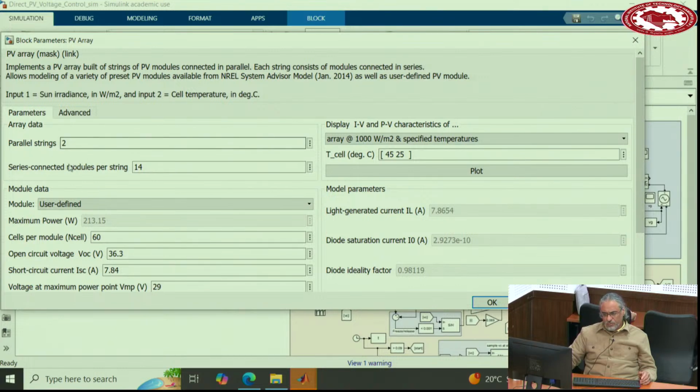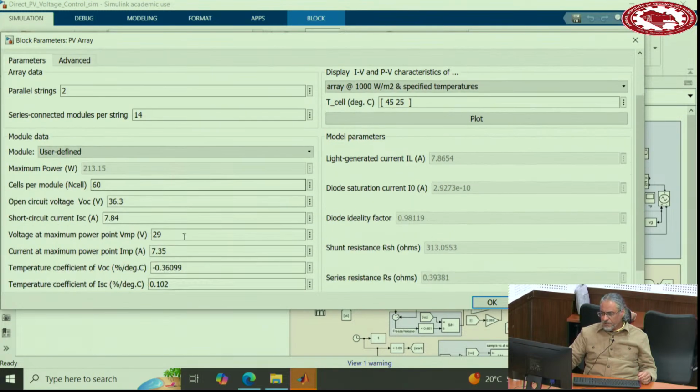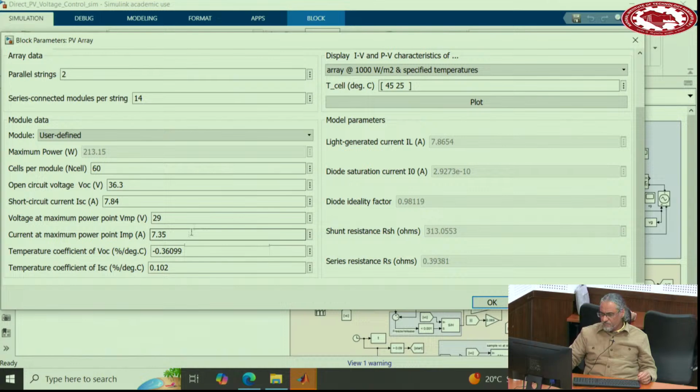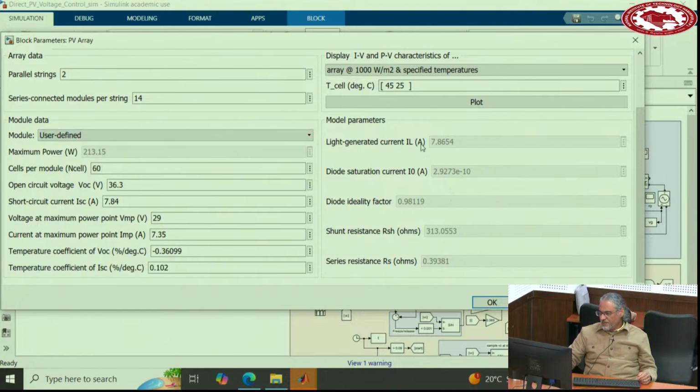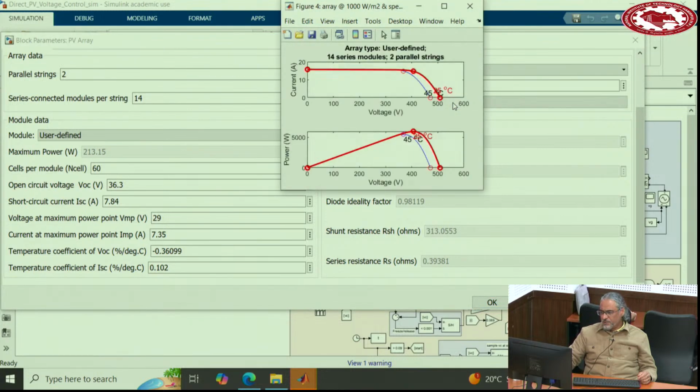Parallel strings 2, series connected modules per string. Module is user defined. So you can define your own or you can just bring from any brand that you want. See here if you click, see all these different types. And then here, when you click on the plot, it gives you that plot. So you can either build your own PV according to what you want, or use the predefined PV panels that are there.